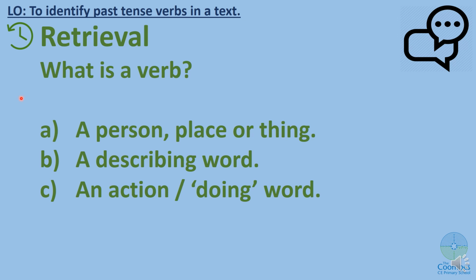Today we have another retrieval practice, and this is thinking about previous learning that will really help you in today's lesson. So our first retrieval question is, what is a verb? And you can choose A, B or C. So is a verb a person, place or thing? Is a verb B a describing word? Or is a verb C an action or doing word? Pause the video, make sure you have a chance to discuss the answers, and play the video again when you're ready for the answer.